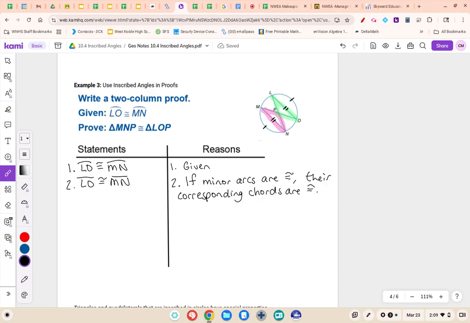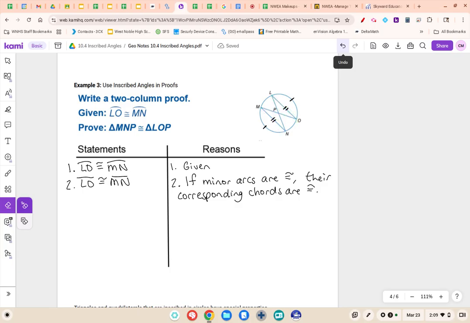There's actually a test question that uses that idea as well, that those chords have to be congruent. I'm going to get rid of that. Oh, actually, no, let me keep those because we're going to use this, I believe. Okay.